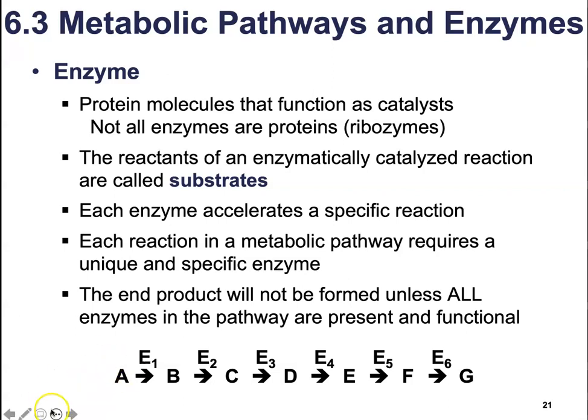So we still should know that this is the initial reactant and that G is the final product. These are all still intermediates, but you have specific enzymes catalyzing each reaction. So I could ask, what enzyme catalyzes the reaction going from C to D? And it's enzyme 3, okay?